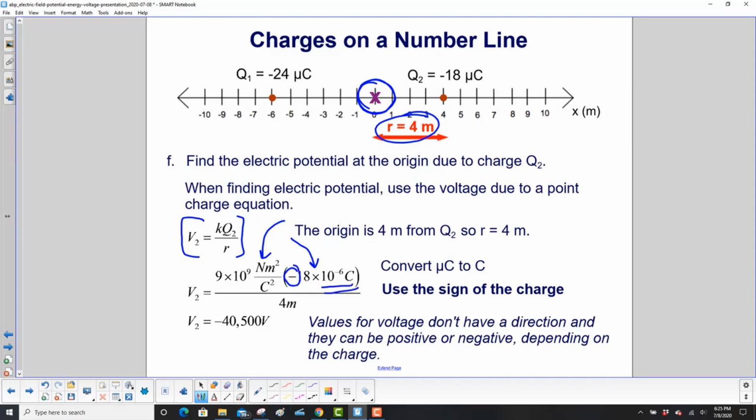It's a negative charge. Divide by 4 meters. It's not squared, right? This isn't a force or a field where you square r. Here it's just all by itself. We get a voltage of negative 40,500 volts.